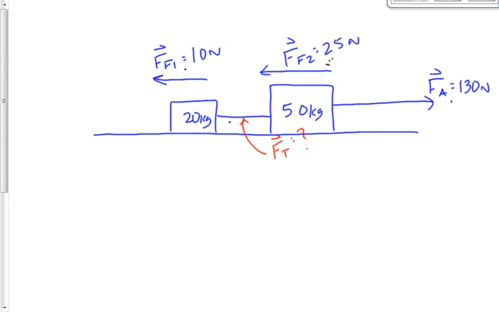Here we've got two objects, a 20 kilogram object, a 50 kilogram object. We're pulling this system, they're connected in the middle. We're pulling the system to the right with a force of 130 newtons. And we got friction acting on both of them, 10 newtons and 25 newtons. And the question is, what's the force of tension in the rope between them?